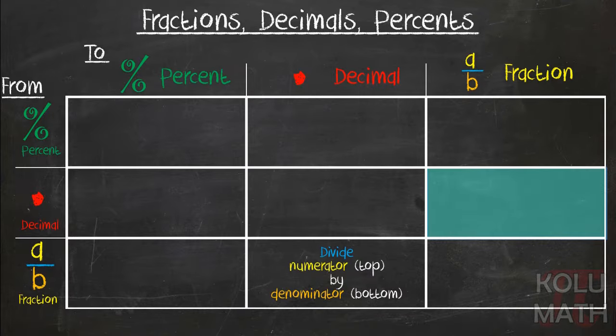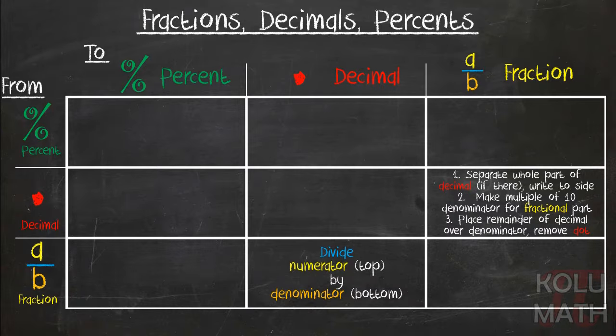So what do we have to remember when converting a decimal to a fraction? First, we separate the whole part from the decimal, write it to the side. We make a multiple of 10 denominator for the fractional part, and we place the remainder of the decimal over the denominator, remove the dot. Now we have a fraction.